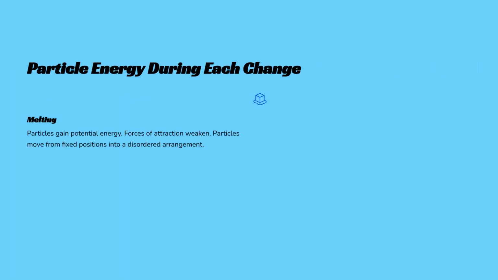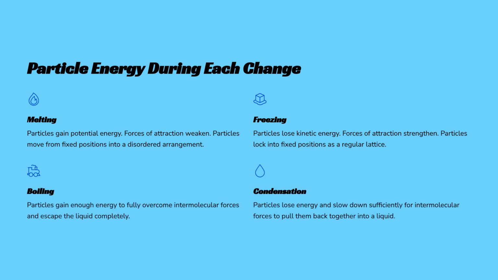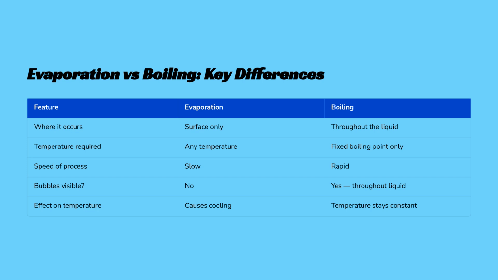During melting, potential energy increases as bonds weaken. During freezing, kinetic energy is lost as particles lock into a lattice. Boiling and condensation involve full overcoming or forming of these bonds. Finally, remember the differences between evaporation and boiling. Evaporation occurs only at the surface at any temperature, while boiling occurs throughout the liquid at a fixed temperature.